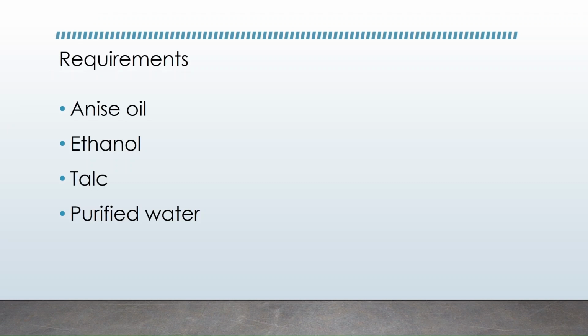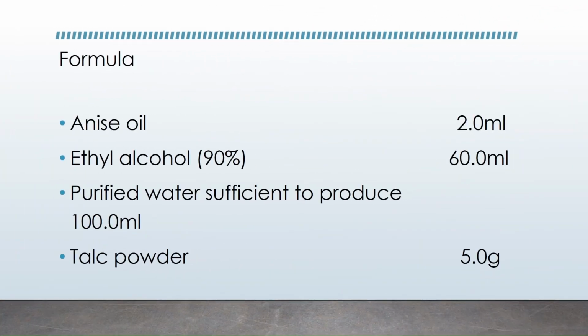Requirements. What are the requirements we need when we are preparing anise water? We need anise oil, and then we need ethanol, we need talc, we need purified water. So these are our requirements. And then our formula, we have anise oil, we need 2 ml. And then our ethanol, you can call it ethanol or ethyl alcohol. It should be at a 90% concentration, volume in volume. We need 60.0 ml of our ethanol, 90% volume in volume.